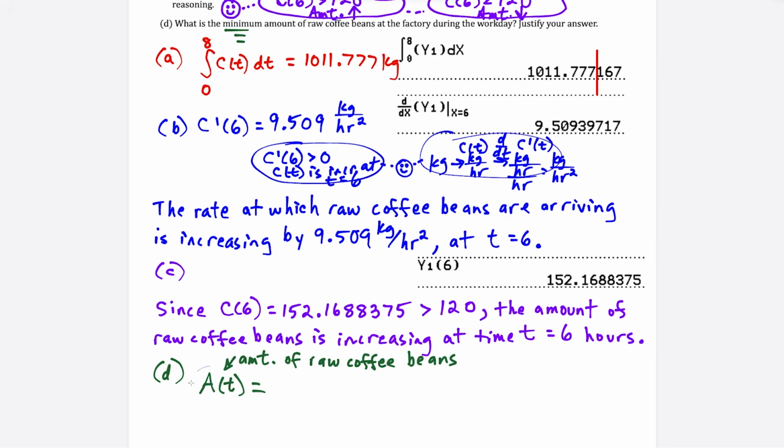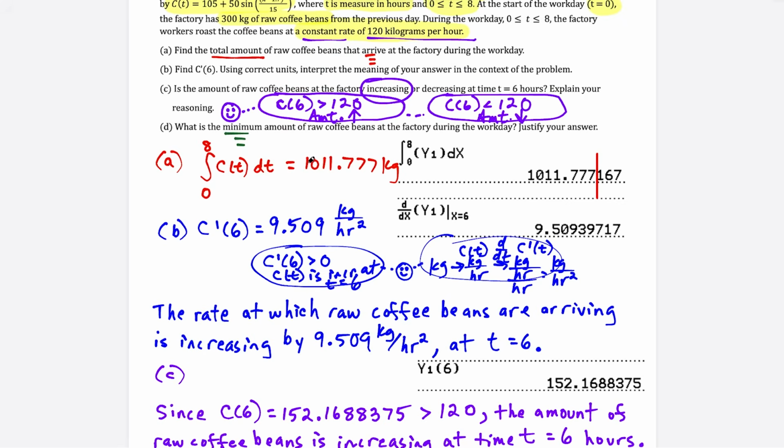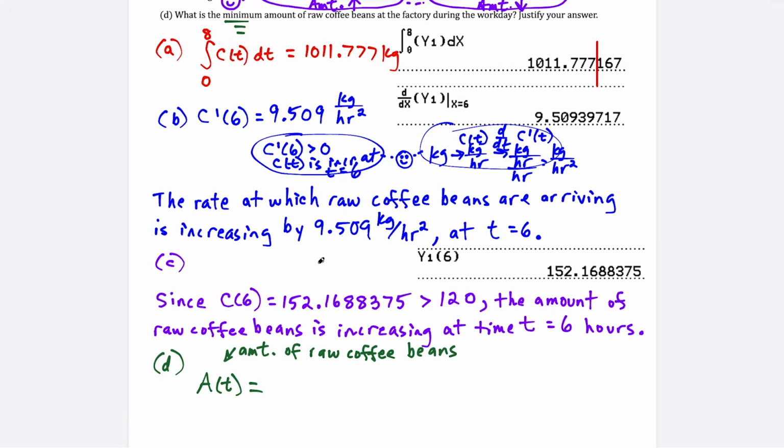So now for this function, we'll give ourselves a little bit of space here. We're just going to have to consider first how much coffee was there at the beginning of the workday. And they told us in the beginning that at the factory, at the beginning of the workday, there's already 300 kilograms of raw coffee beans from the previous day. So for this particular day, we already have 300 kilograms of raw coffee beans to start with.